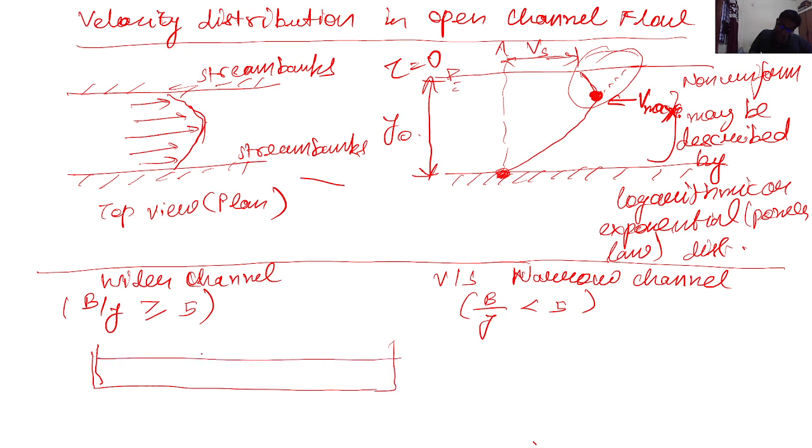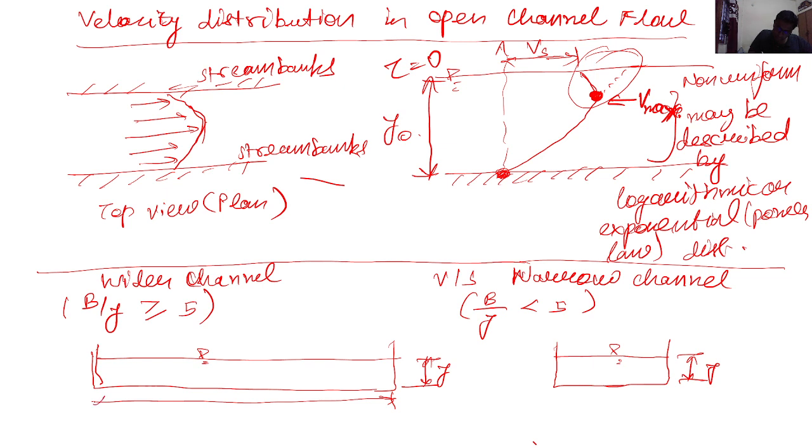Let us just suppose we are taking a case in which the depth of the flow is the same for a narrow versus a wider channel. So the depth is same. Depth here is also y, and here it is also y. However, the width is highly different. It is b1 here and b2 here in the narrow channel, and b1 is much larger than b2. That is to be noted.